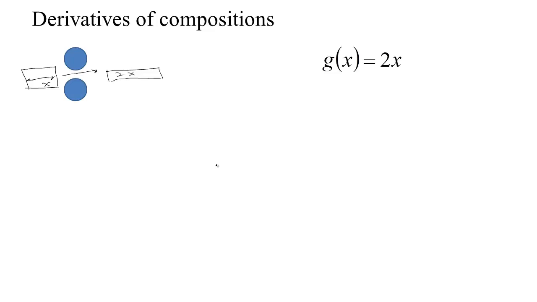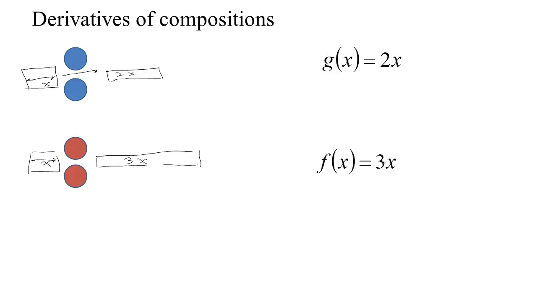Okay, now let's say I have another set of rollers, and I've set these a little bit closer together so that when I run some taffy through those rollers, whatever the length is, it ends up being 3 times what it was. So we have this function f that stretches everything so that it's 3 times as long afterward.